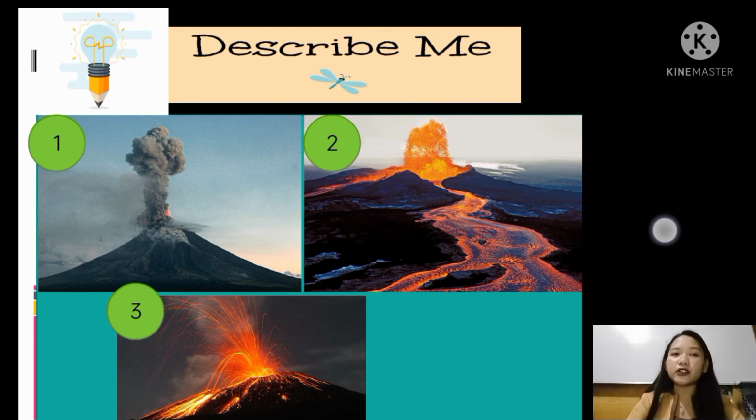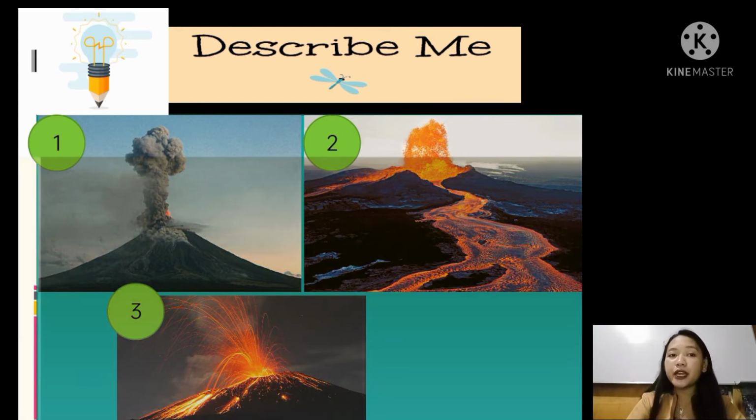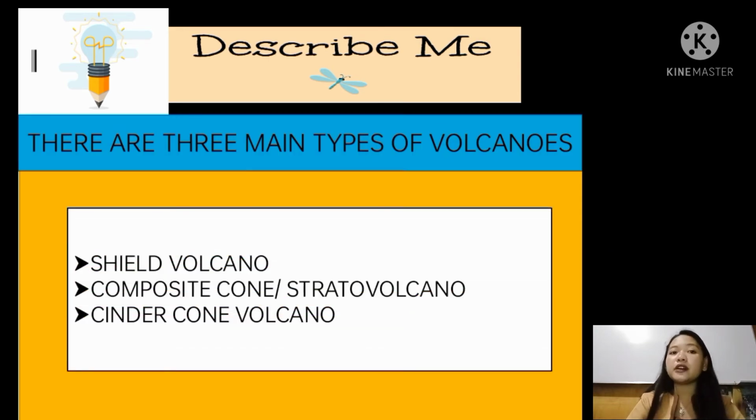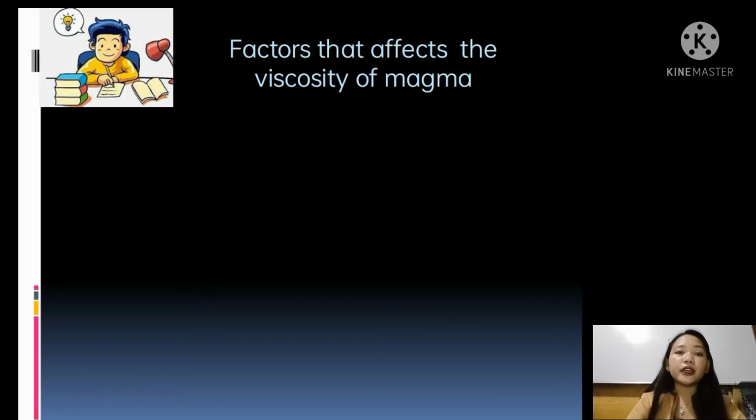Excellent, Miss Sarabia. Now, class, I want you to know that there are three main types of volcanoes. These are the shield volcano, the composite cone or the stratovolcano, and the cinder cone volcano is the third one. But before we proceed to describing the three types of volcanoes, let us first discuss the factors that affect the viscosity of magma for us to understand more how these three types differ from one another. We can't really describe them enough without knowing why they behave like that. Am I understood?